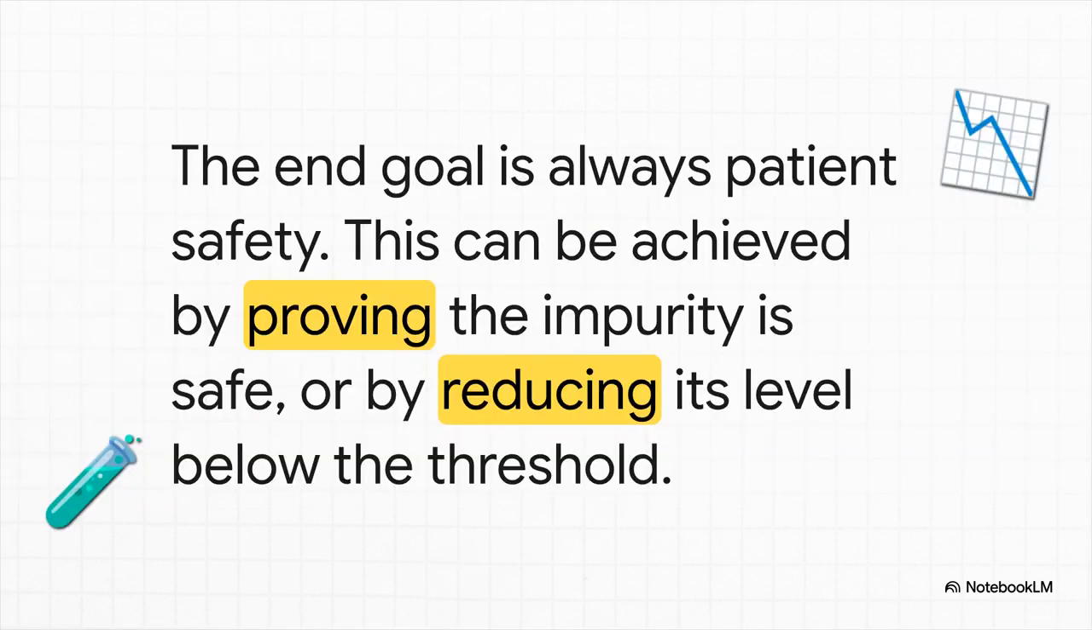So at the end of the day, this leaves two main paths to ensuring safety. The first is to go out and do the studies and prove the impurity is safe at its current level. The second option, which can actually be a lot simpler, is to just refine the manufacturing or storage to reduce the impurities level until it's back below that threshold. Either way, you get to the same goal, a safe product.